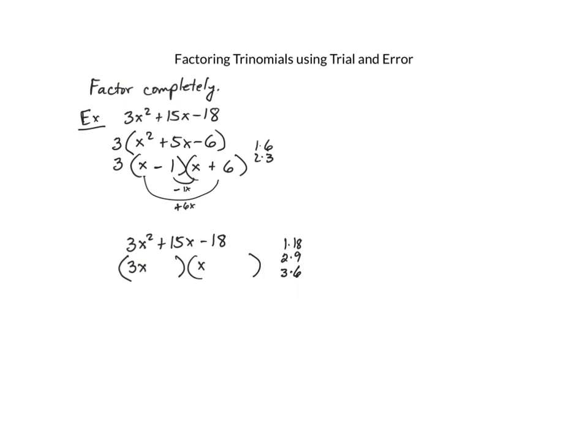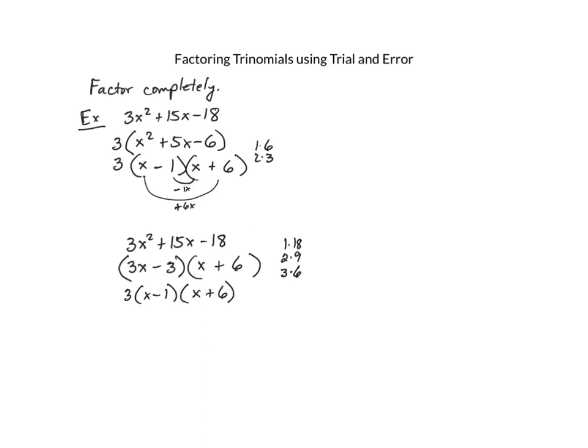Eventually, you'll probably find that you get something like this. 3x minus 3 times x plus 6. And somebody's very happy if you FOIL that out. You would, in fact, get 3x squared plus 15x minus 18. But here's the problem. Notice the directions up here said factor completely. This factor right here is not completely factored. You could continue right here. When you see there's a common factor of 3, bring it out, and you can still get the correct answer.